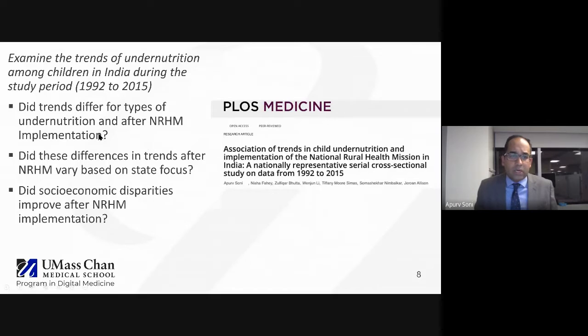And so one of the first questions that we wanted to answer was examining the trends of undernutrition among children in India from 1992 to 2015 using National Family Health Survey data, and seeing if trends differed for different types of undernutrition before and after NRHM implementation. Did this vary based on state focus? And what was the impact on socioeconomic disparities, especially in relation to implementation of National Rural Health Mission? Findings that I'm about to present were published in PLOS Medicine, along with a lot of my co-authors, including some that are part of the WHO Maternal and Child Health Commission.